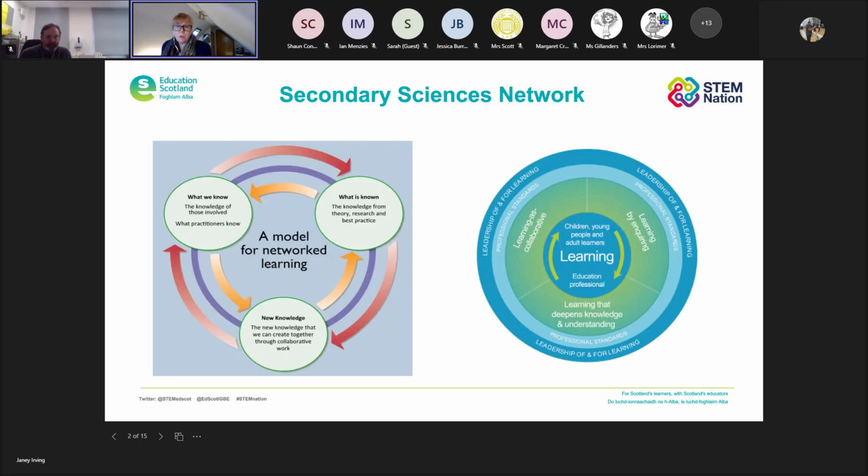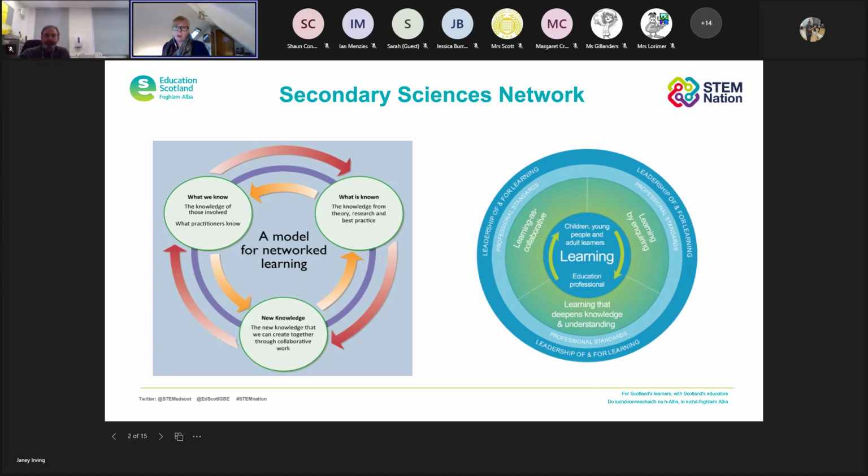So I'm just going to move on to this slide. This is welcome to the Secondary Sciences Network. A huge part of this is about this model for network learning, and I'm sure you'll recognise the model for professional learning on the right hand side there, and on the left hand side that model for network learning. What we're hoping to do today is just to introduce you to some of the things that practitioners are doing, and today we're joined with practitioners from Dingwall Academy who are going to be sharing their practice with us, and we've also got the opportunity to share and chat and perhaps create some new knowledge, some things that we want to learn about as well today.